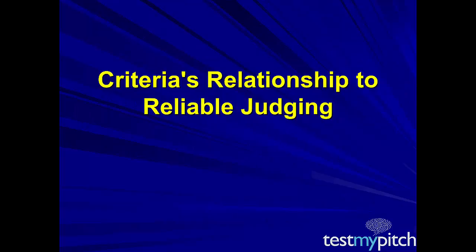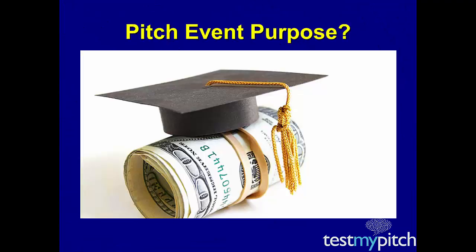So on to the webinar. Okay, so really the first part here is to talk a little bit about the criteria's relationship to reliable judging. Reliable judging has several components, certainly one of which is criteria, but there are several others that are important, and they need to all work together to create results that can be thought to be both reliable and actionable.